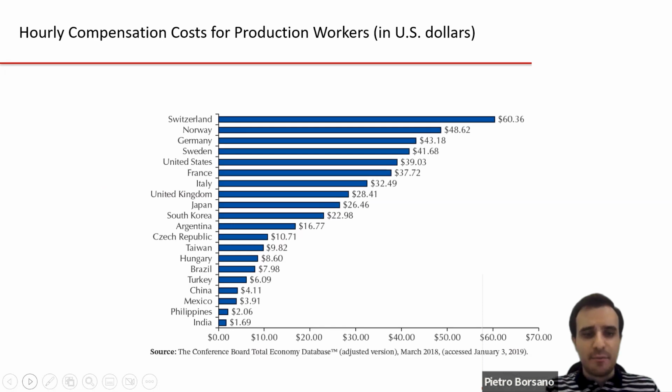A few examples of the role of globalization. Here you can find the hourly compensation cost for production workers, with data in US dollars. As you can see, on top we have advanced countries in Europe and the US, advanced Asian economies, and then emerging economies.